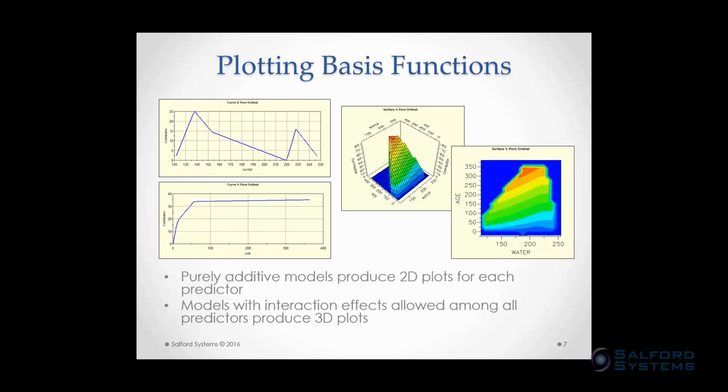The next thing I talked about was plotting these basis functions. Here is the water and the age plot from the cement problem. And there are clear nonlinearities, especially in this water plot. And I also included the 3D plot. Now, if you're like me, these 3D plots aren't easy to read, and so we also have the option of looking at it more in a heat map. It's a little bit easier to read. As I mentioned, purely additive models will produce 2D plots for each predictor, and models with interaction effects will produce these 3D plots. So again, it's up to you and the type of output you're looking for.